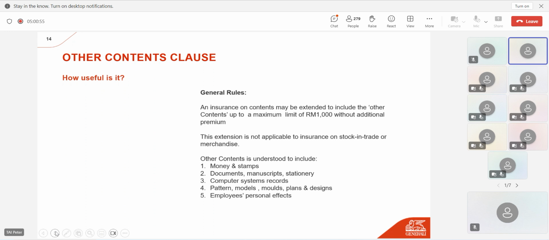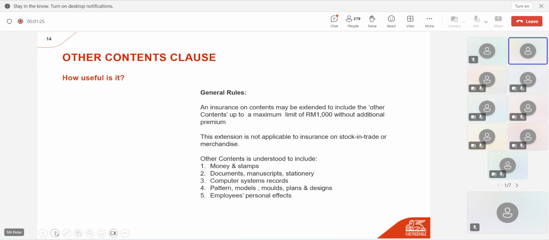Please bear in mind, all these clauses and endorsements were issued way back in the 1980s. That tariff, until today, has not had much change, and the amount is still the same. Way back in the 80s, 1,000 ringgit was a lot of money. But today, 1,000 ringgit is not much. But still better than nothing, right?